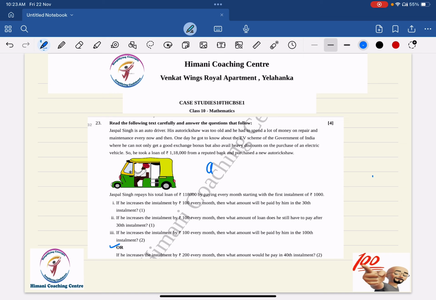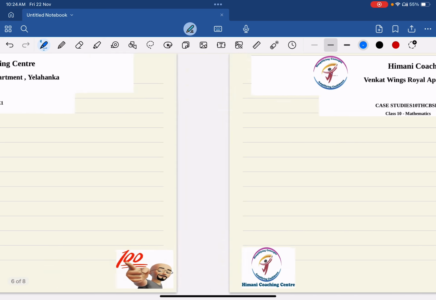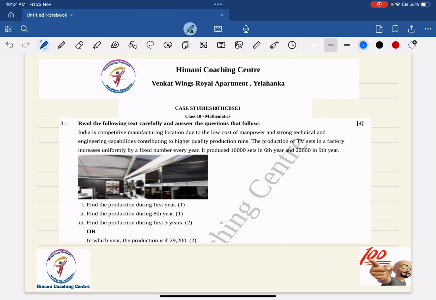So we will say A40 in this case would be 1000 plus 40 minus 1, which is 39, times 200. So you get 1000 plus 7,800. So he would have paid 8,800 rupees in the 40th installment. Okay. So this is how this question is done. Now let us move to the next kind of question.